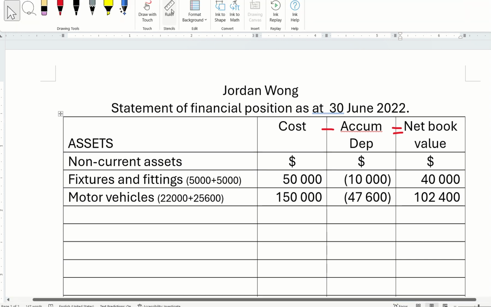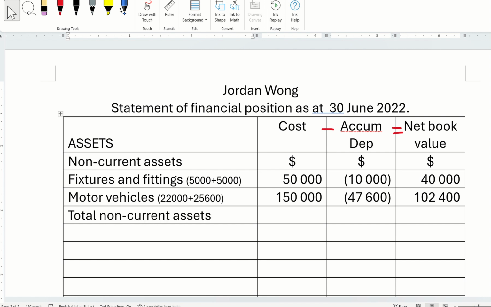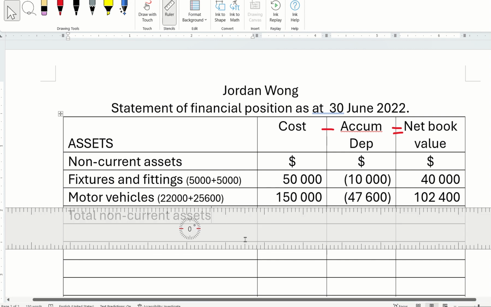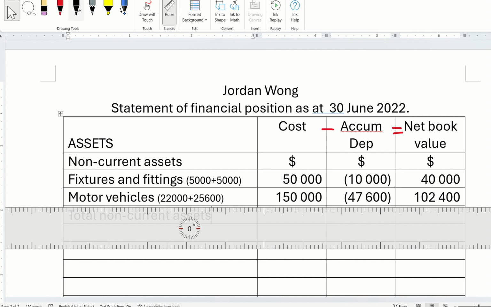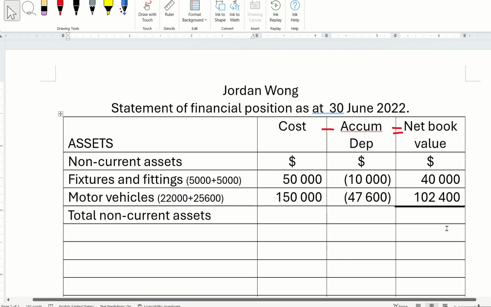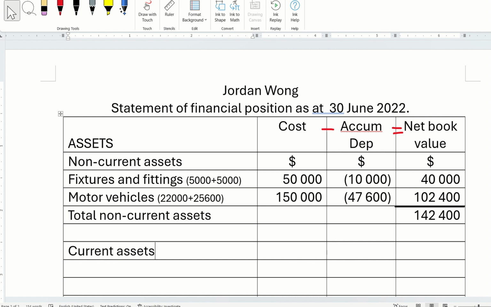Next, after this finishes, I have to calculate my total non-current assets. So I take out my ruler and I'm going to sum up these 2 numbers together. And that will give me 142,400. So I'm done with my non-current assets. I'm moving on to my current assets.